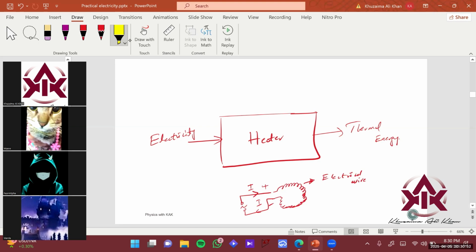As the current flows through the coil, it starts to glow. It depends upon the temperature. Sometimes it is yellow, sometimes it is red, right? So the wire has resistance. If you see a wire, okay, this is a wire here. So it has resistance, right?